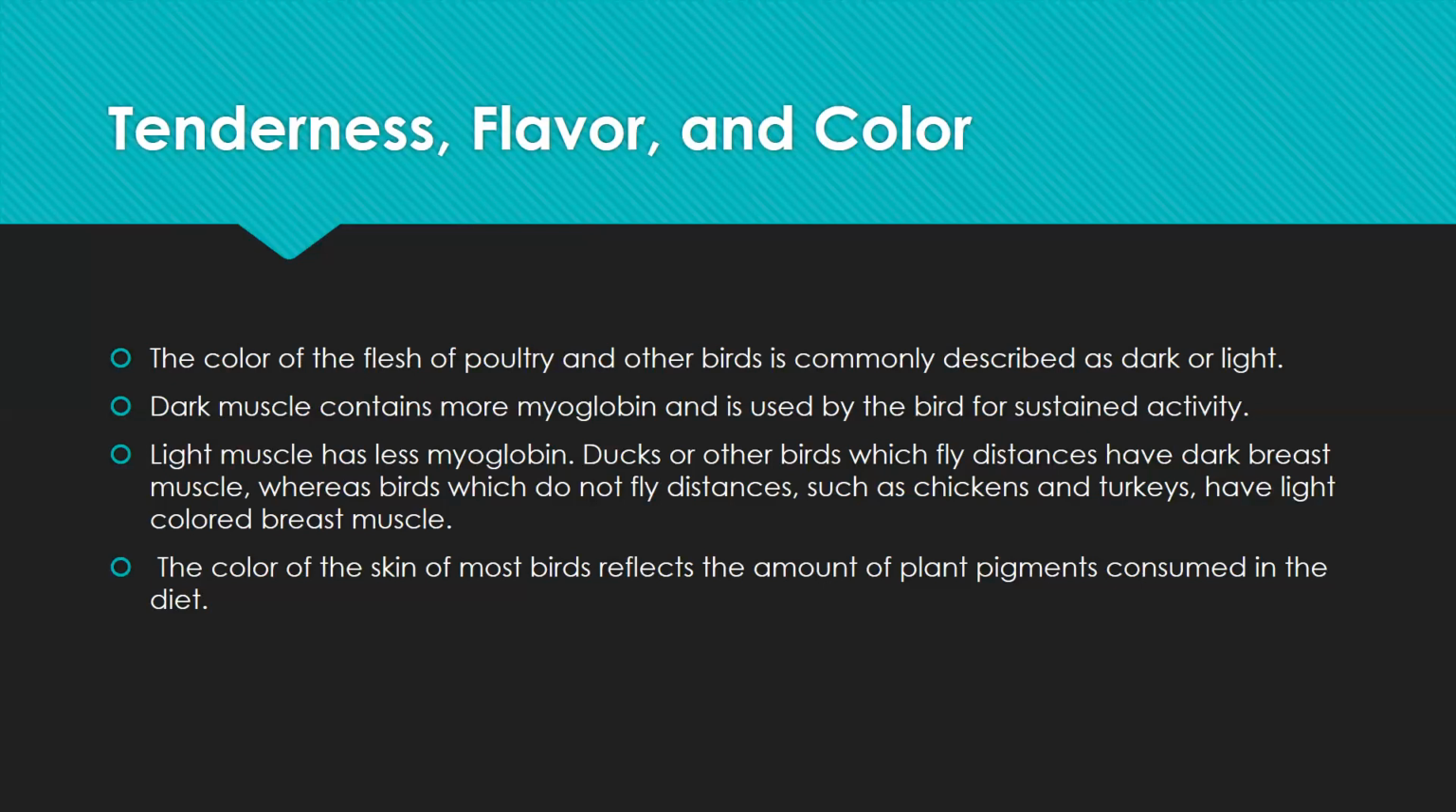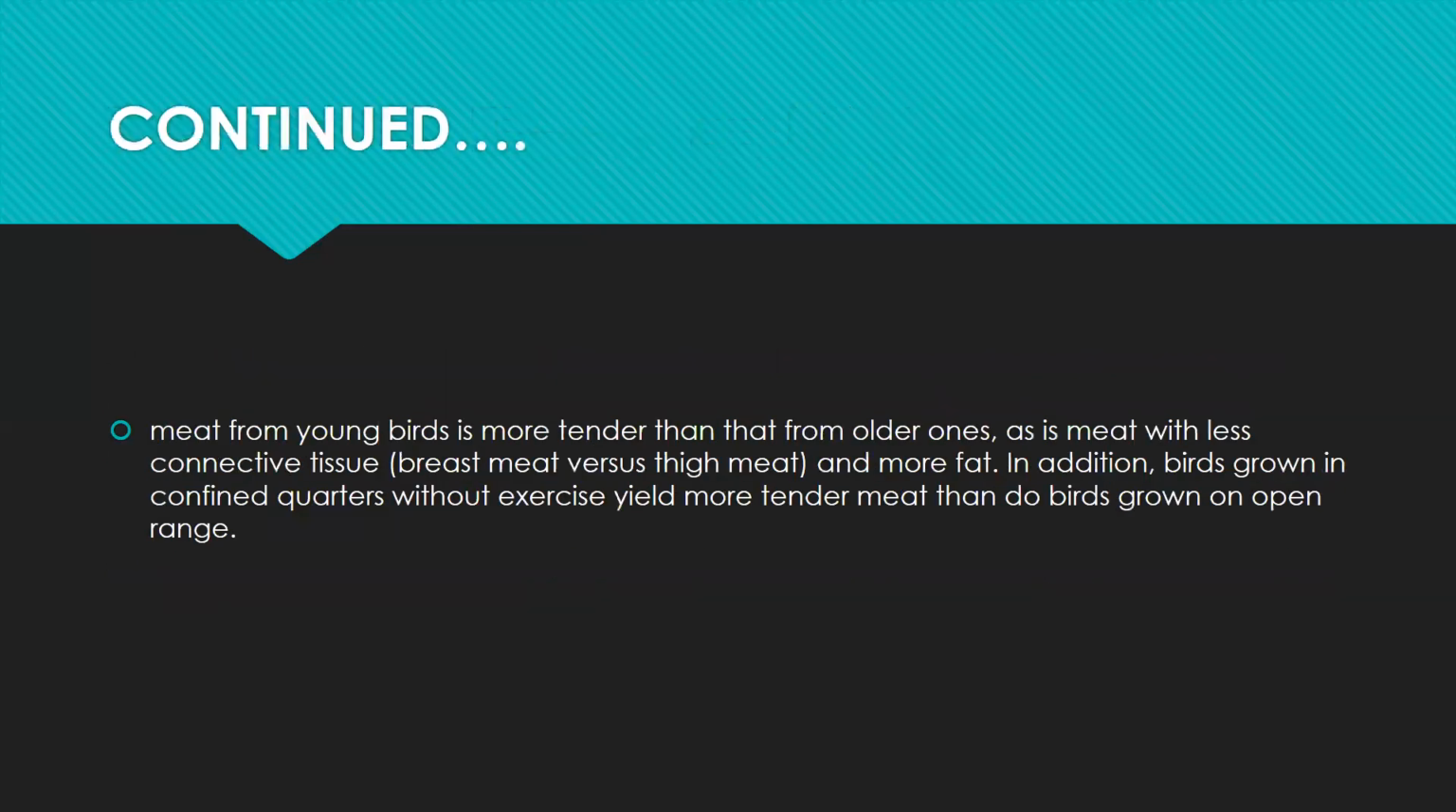So the color of the skin of most birds reflects the amount of plant pigment consumed in the diet. If the chicken is raised on corn or other grains, then they'll have a light color skin. And if highly pigmented plant material such as yellow color petals is mixed in the diet, then the skin will take a yellow color. This does not, however, affect the quality, but in some areas it is taken as a measure of quality, as people prefer it.